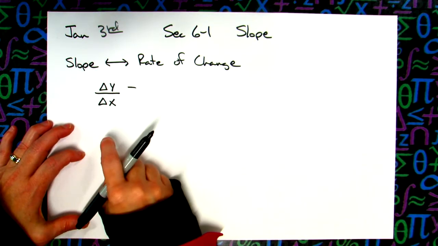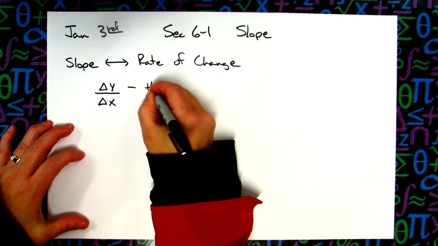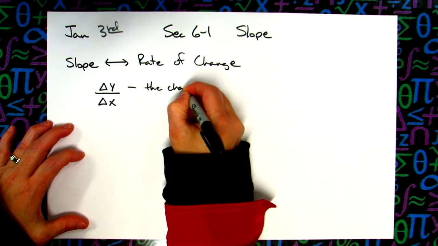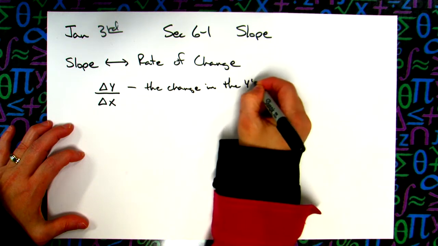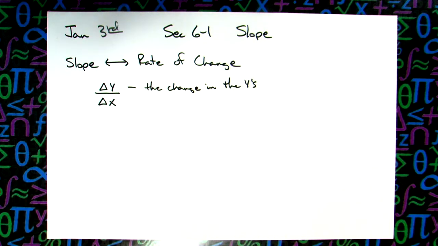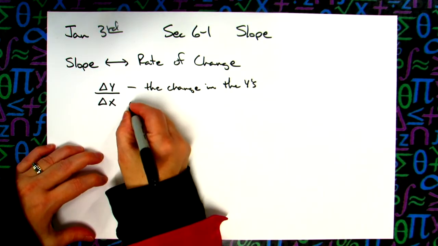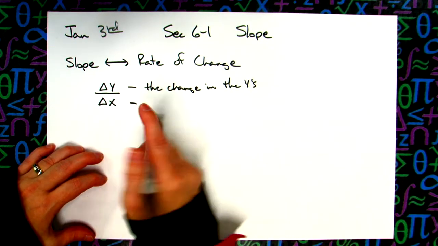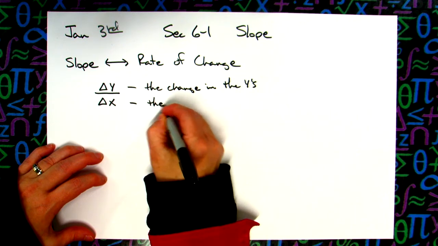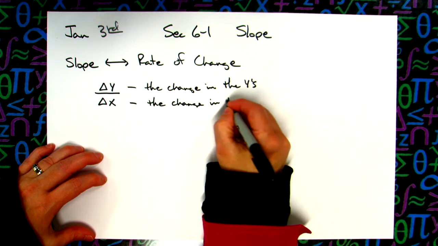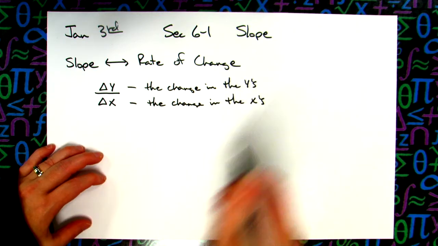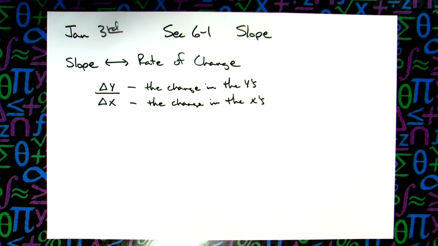Delta y means it is the change in the y's, the change in your y values, your y coordinates. That's what delta stands for. So delta x on the bottom is the change in the x's, the change in the x coordinates. So how much do they change?